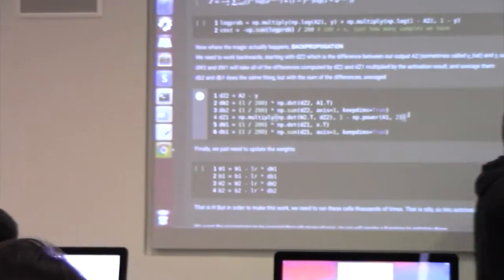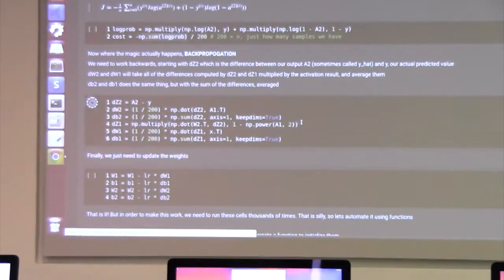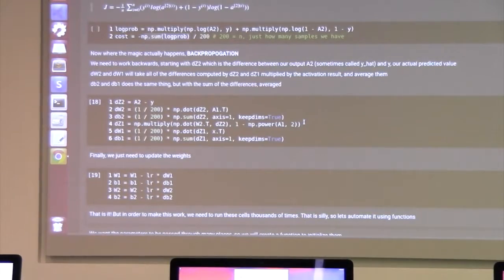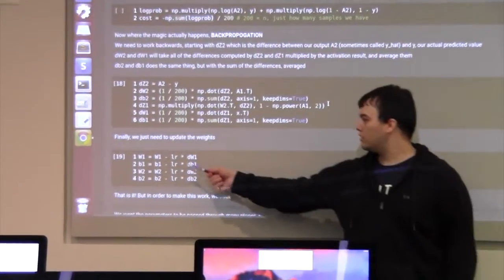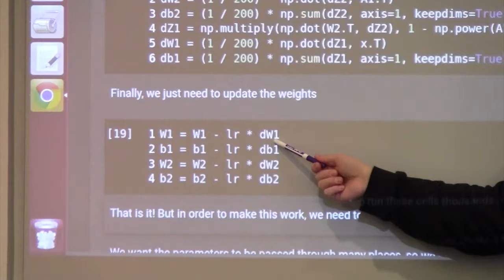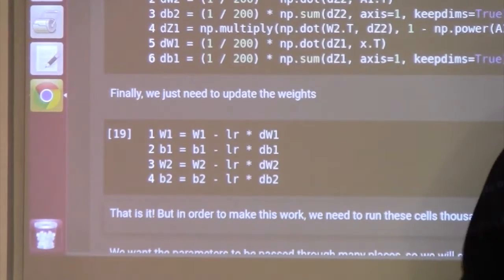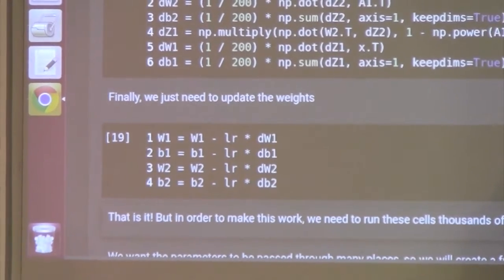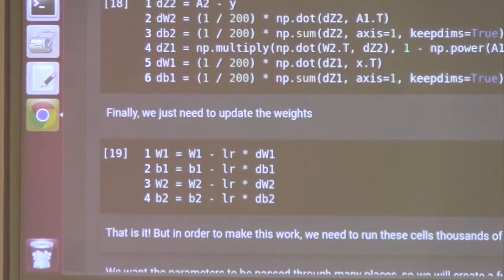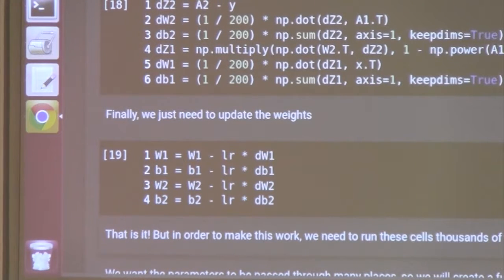Now finally, we're actually going to update the weights by subtracting from the initial weight the difference multiplied by our learning rate. Our learning rate, as we're going to call it, is how big we want our step to be, essentially.